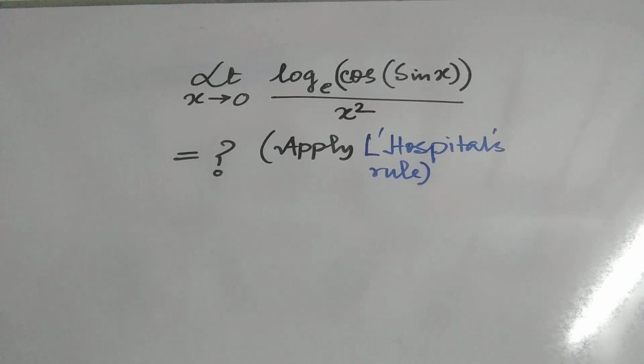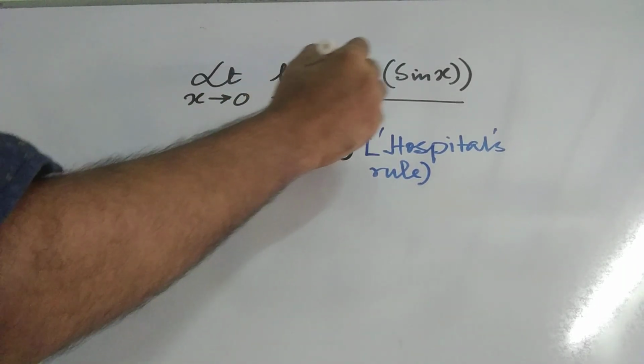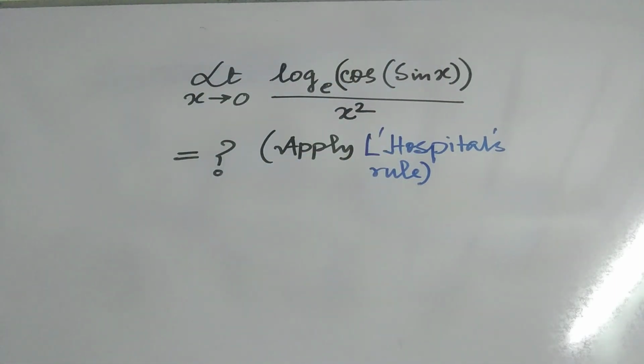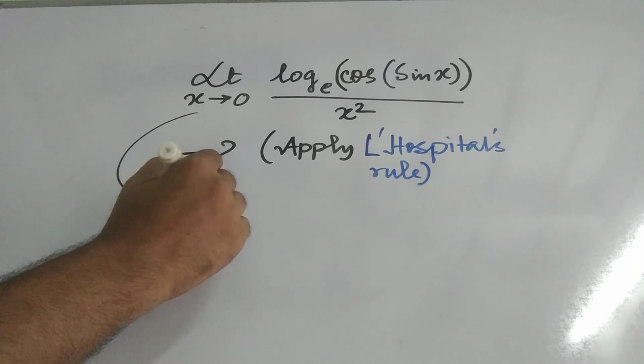Hi everyone. Today again we are going to evaluate another limit expression of calculus. What is that? That is limit x tends to 0, log to the base e of cos of sin x, whole divided by x square. How much will it be? This sum can be done in two ways.